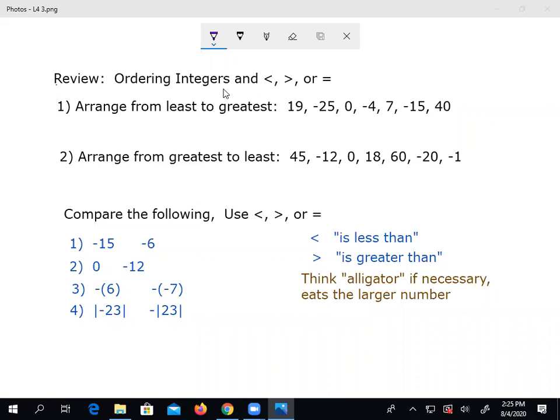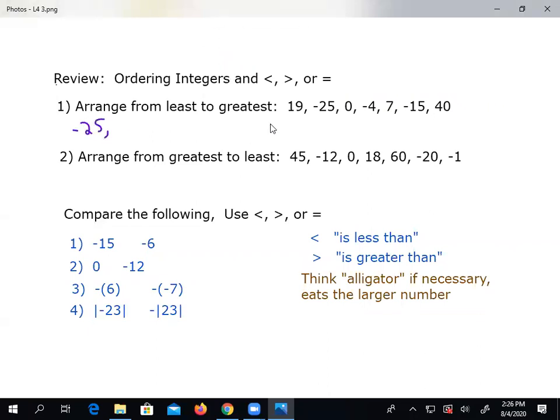So this slide, we're going to talk about ordering integers, and also we're going to talk about these three symbols here, the less than symbol, the greater than symbol, or equal to symbol. So if I want to arrange from least to greatest, that means arrange from like the smallest to the largest. And remember, the bigger the debt is, the smaller the value. So in negative numbers, the negative 25 would go first since it's the biggest debt.